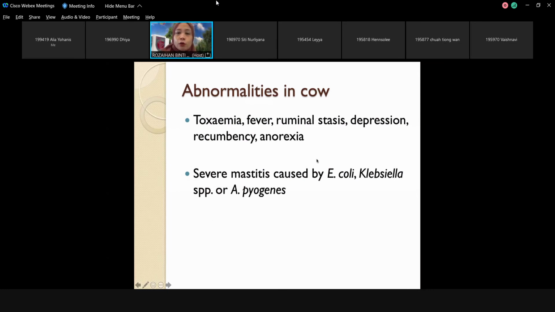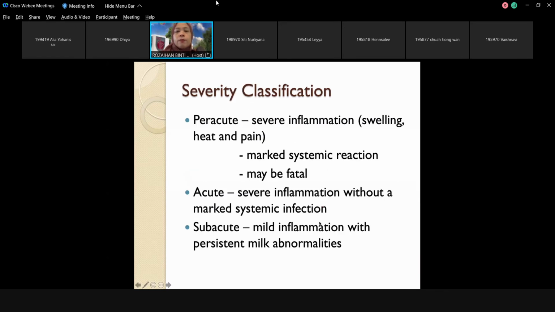So if there's any abnormalities in the cow, of course, you would get these systemic signs. The animal might be having toxemia, fever, ruminal stasis, depression, recumbency, anorexia. So this is a type of mastitis that is very severe. It usually happens if the animal is affected with these coliforms, E. coli, Klebsiella, or even Arcanobacterium pyogenes.